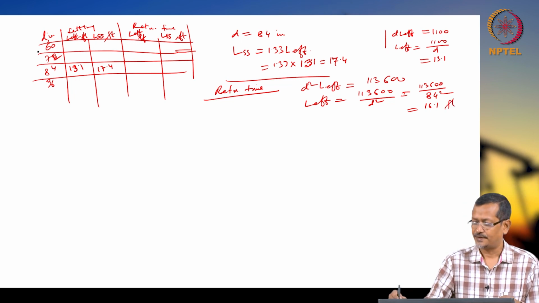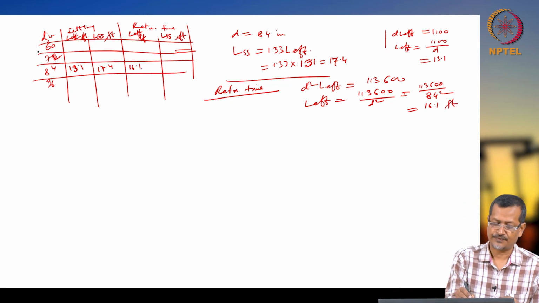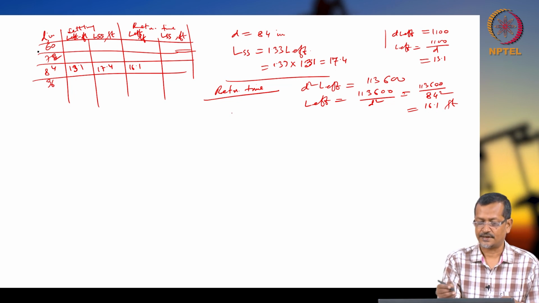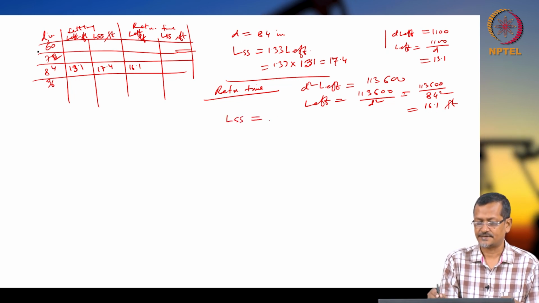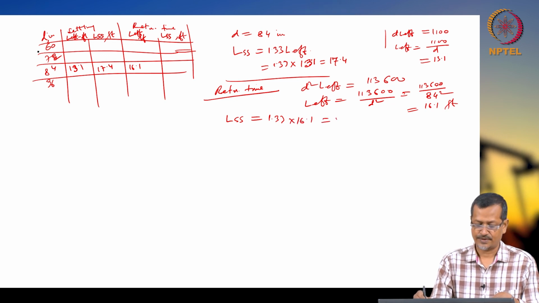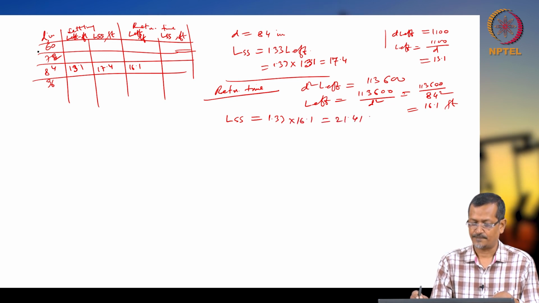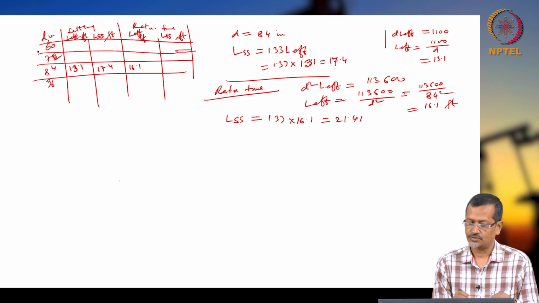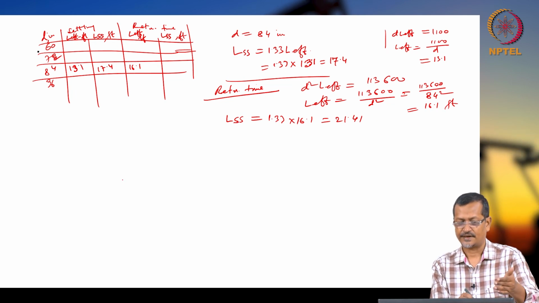Okay, actually feet 16.1. Now what is LSS? LSS will be 1.33 into 16.1. So it is coming 21.41. Okay. So you can calculate all the data, but for exam purposes I want to simplify.